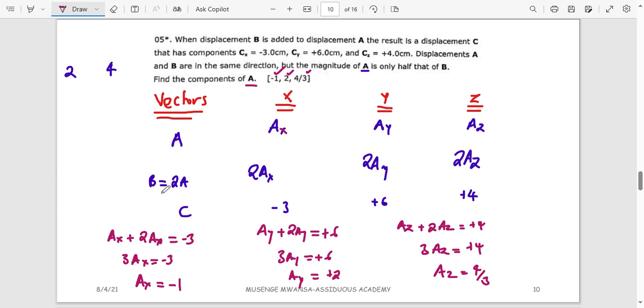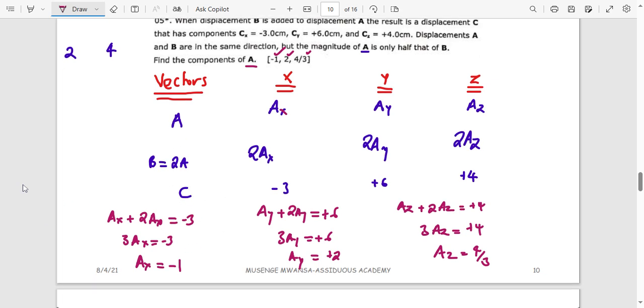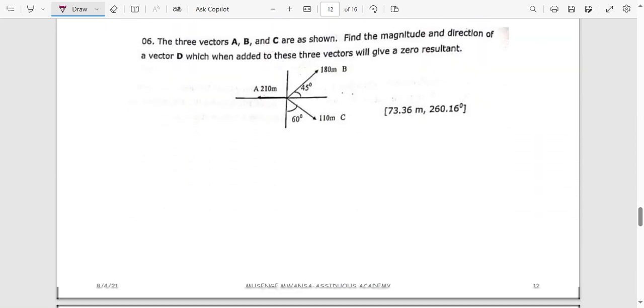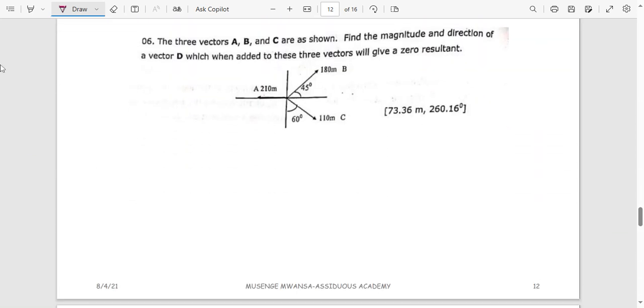If you wanted to find the components of B also, you can do that. If you wanted to find the direction here, forget about the direction because it is in 3 dimensions. It's not your level here.